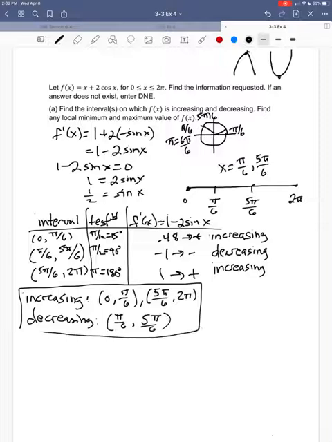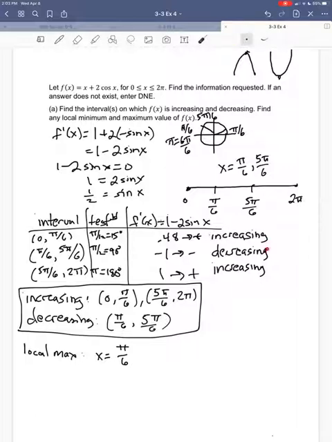Then I'm supposed to find any relative minimum or maximum values. So minimum and maximum values, remember, is where the function changes from increasing to decreasing or decreasing to increasing. So from 0 to pi over 6, it's increasing, so the function's going up, but then it starts decreasing at pi over 6. So at pi over 6, it changes from increasing to decreasing. That's a relative max, or a local max. So we have a local max at x equals pi over 6.